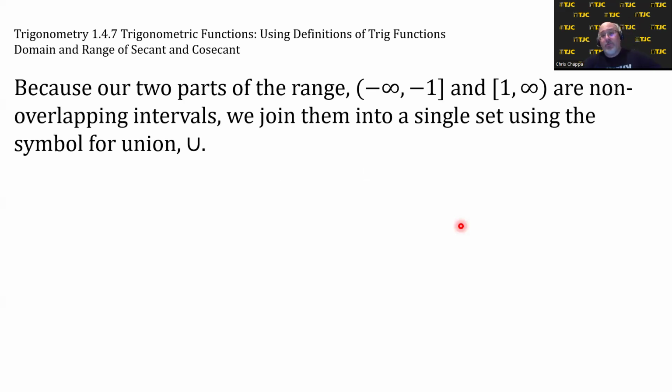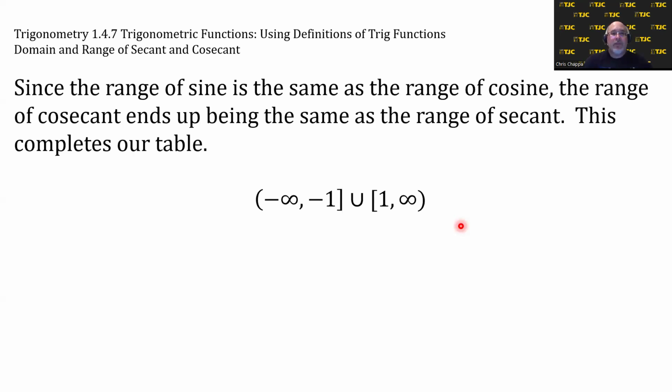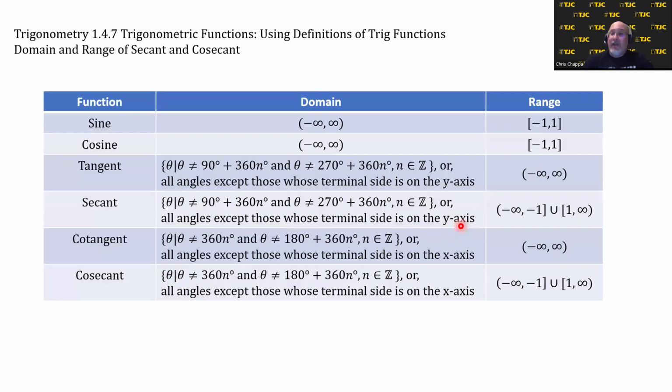And because our two parts of the range are non-overlapping intervals, we join them into a single set using the symbol for union, and so our range for secant of theta looks like this. From negative infinity to negative 1, including negative 1, union 1 to infinity, including 1. Since the range of sine is the same as the range of cosine, the range of cosecant ends up being the same as the range of secant. This completes our table. And there it is.